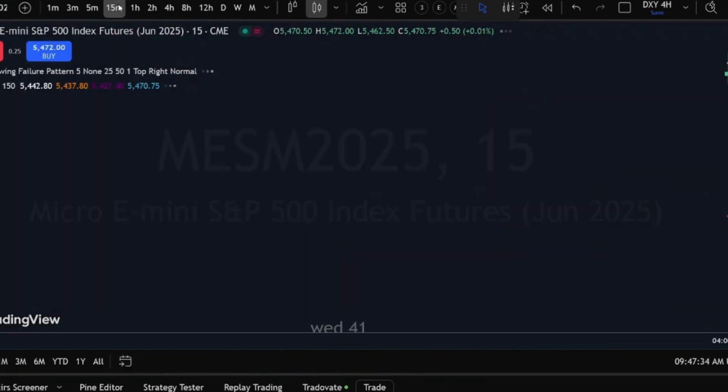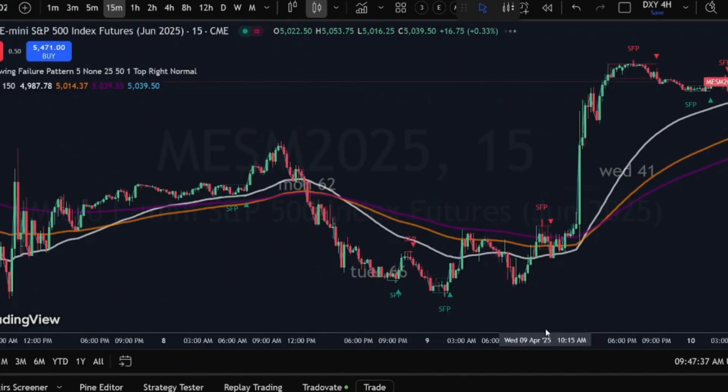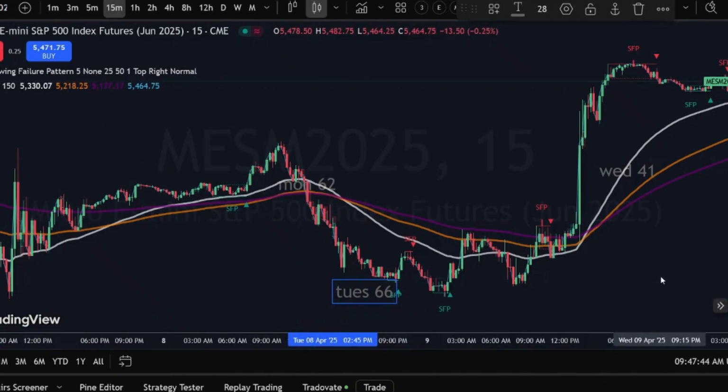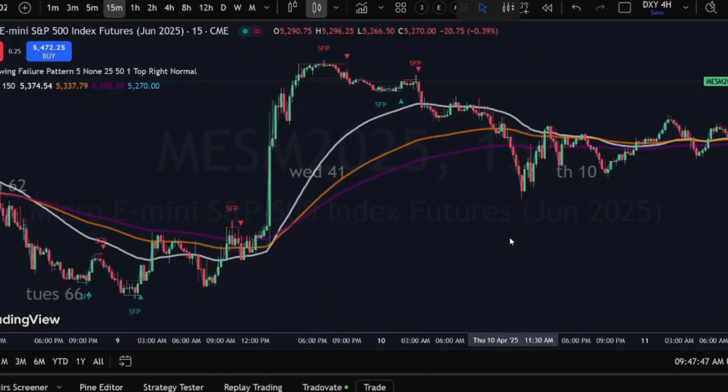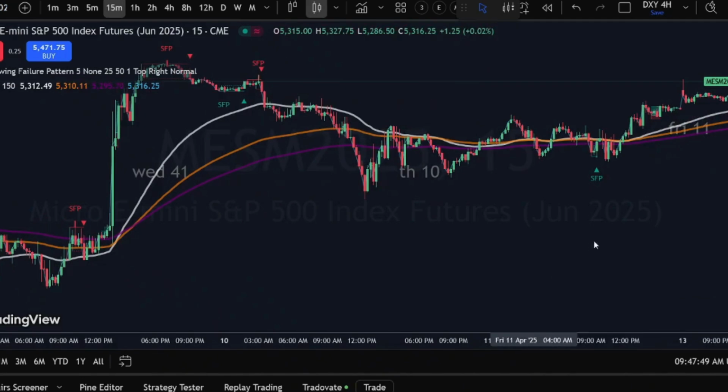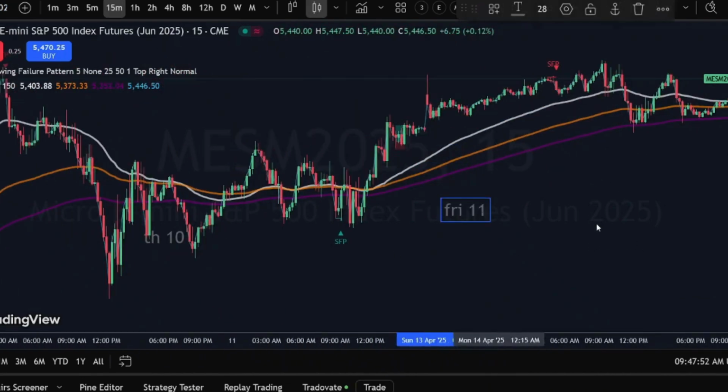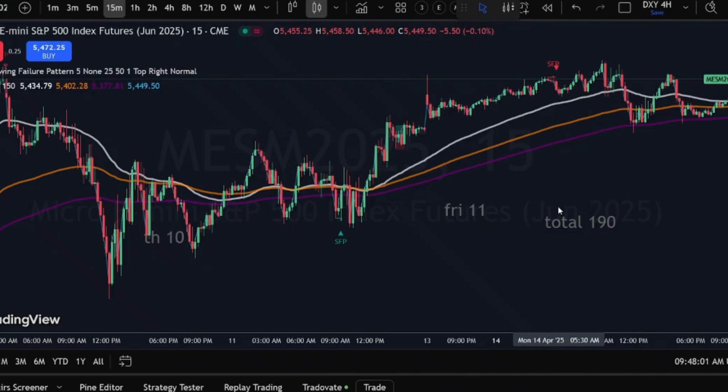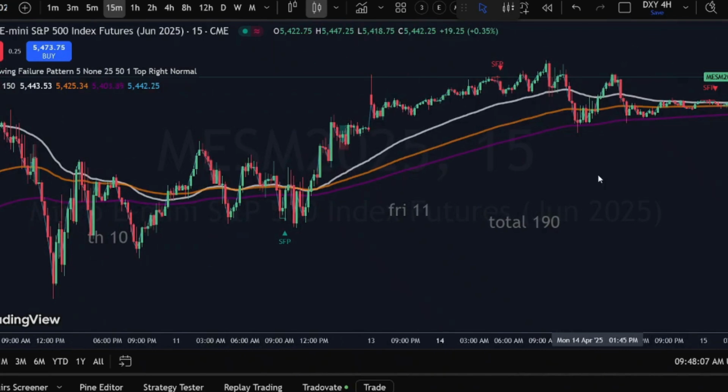All right, so what do we got here? $62, 66, so 128, 169, 179, 190. Not bad for just random, or not random, but just swing failure patterns with the trend. And we left a lot of money on the table by not taking the really nice against the trend ones. But hey, 190 points on the micro, that's pretty good money for the week.